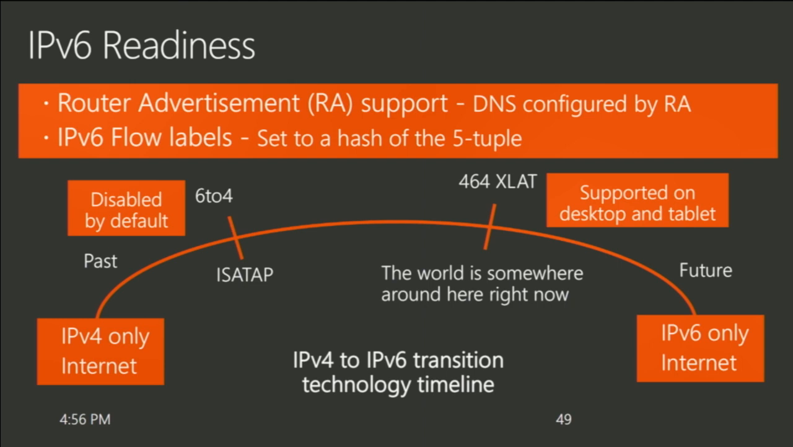And we've done a couple of other things for IPv6 readiness. We now accept router advertisements to configure DNS. We prepare IPv6 flow labels, which some sites use. It's important technology for v6, but not necessarily important to you unless you're using it. If it is important to you, you probably already know what those things are, so I won't discuss them in detail.